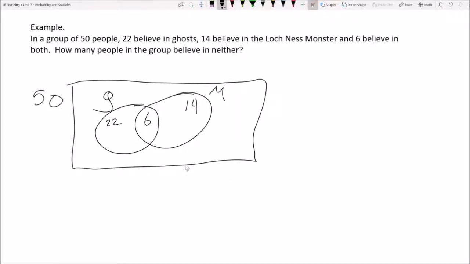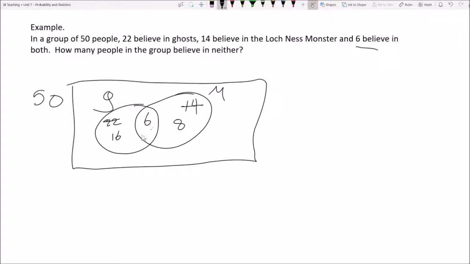Now, I hope you can already see there's a problem, because according to the way I drew this, how many people believe in the Loch Ness monster? 6 plus 14 is 20. That's not right. It needs to be 14. So what I need to do is subtract 6 off of this and make it 8, because now we have 14 people in the Loch Ness monster bubble, and we still have 6 that are doing both. Same thing over here. This adds to 28, so I need to subtract 6 off of right here, and I get 16.